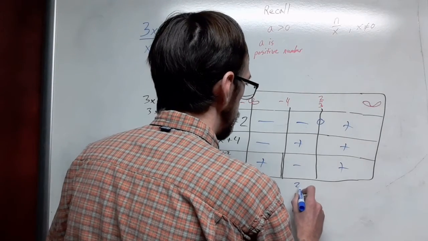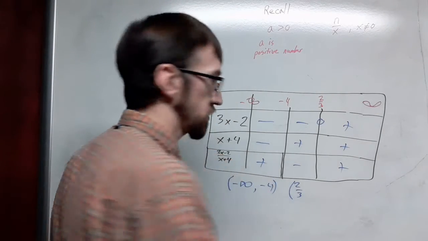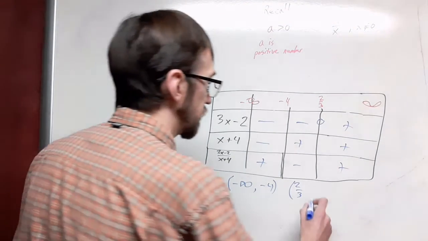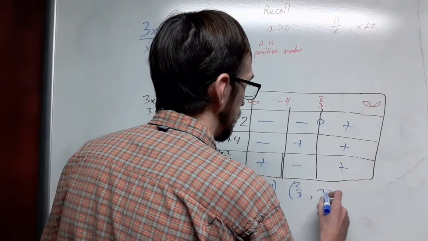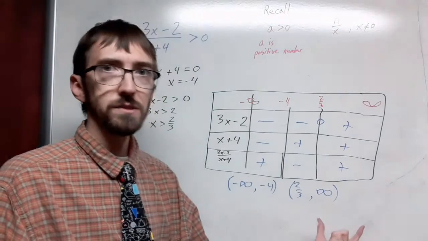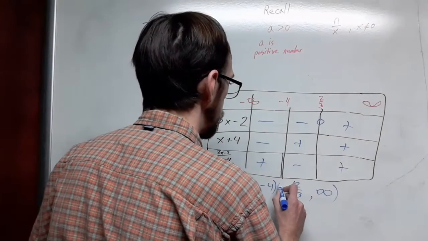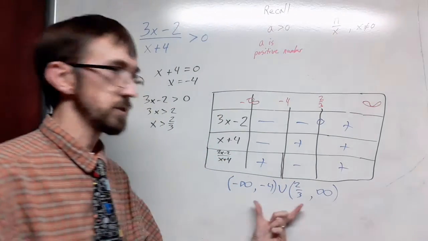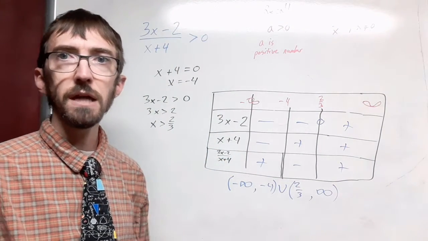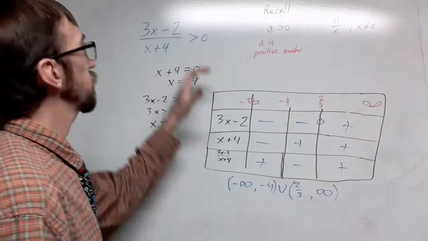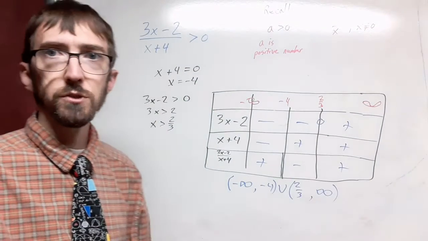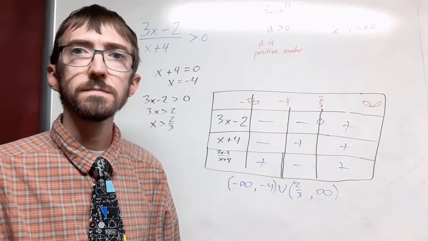So we're going to start with 2/3. That's going to be a parenthesis. And we're going to have that run to positive infinity. And between these two intervals, we're going to put the union symbol because we want to use both of these. And that will be our entire domain for this rational function inequality.